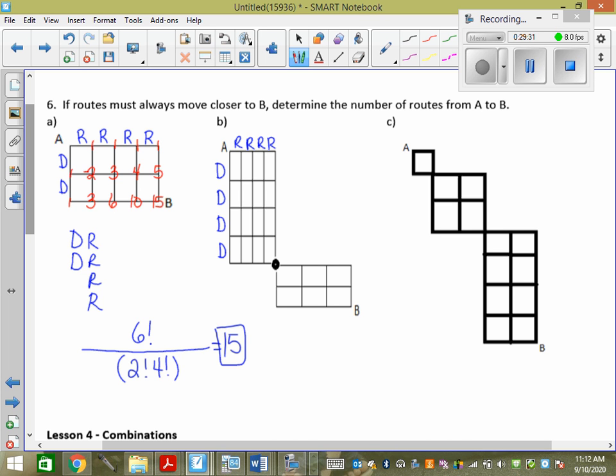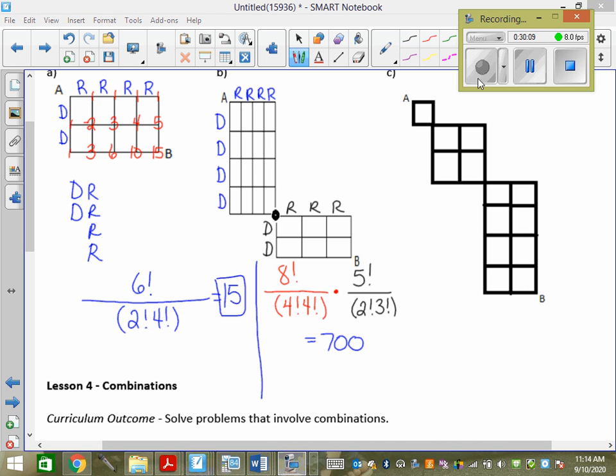So what's this one going to represent? How many letters are there? 8 factorial divided by 4 factorial, 4 factorial. Then we said we multiply them because we need an and. Then this one we have D, D, R, R, R, which is how many letters? 5 factorial divided by 2 factorial, 3 factorial. Type that one in. 700.